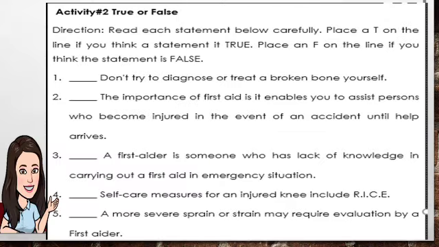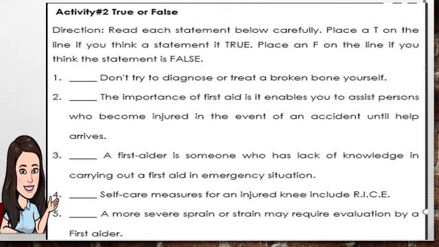Activity 2. True or false? Direction. Read each statement below carefully. Place a big T on the line if you think a statement is true. Place a big F on the line if you think the statement is false. 1. Don't try to diagnose or treat a broken bone yourself. 2. The importance of first aid is it enables you to assist persons who become injured in the event of an accident until help arrives.